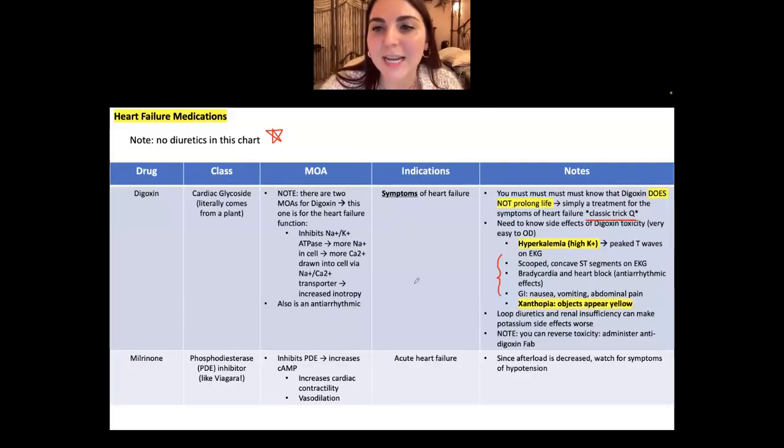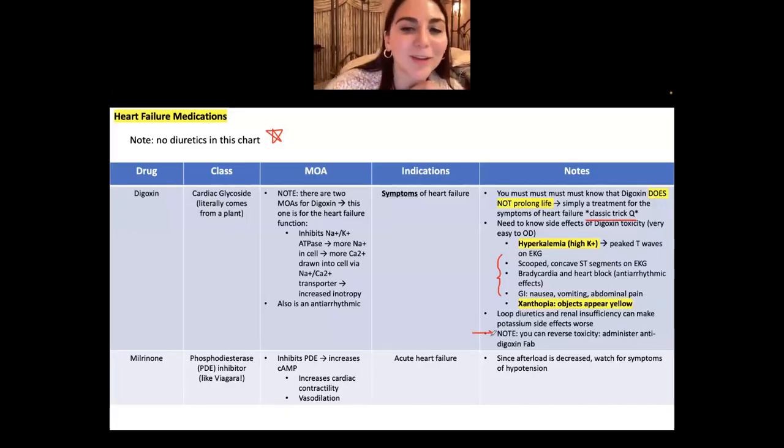But you need to understand digoxin has nothing to do with improving mortality. Please don't get got on the exam. You're going to get your exam back and be like, she literally said they're going to do this. It does not improve mortality, it's symptomatic relief only. Same with furosemide.